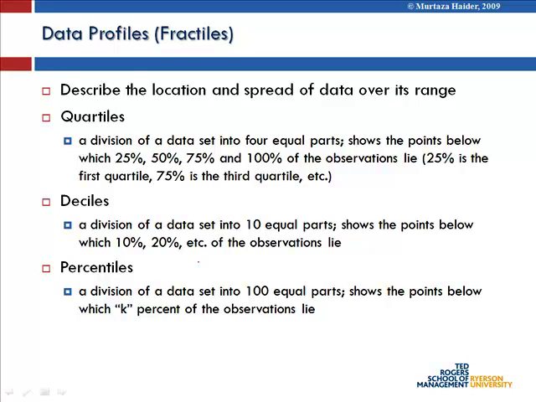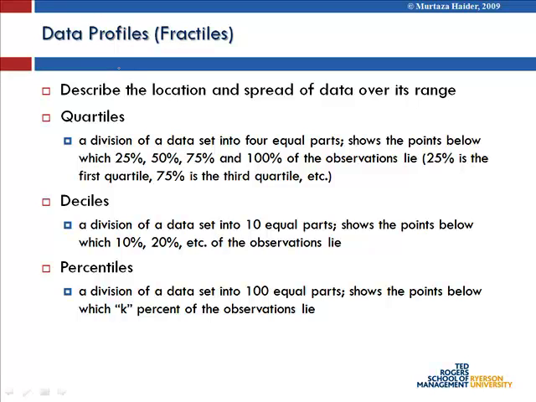The discussion about fractiles is in order. It is a characteristic that describes the location and spread of data over its range. Within fractiles, the most commonly known are quartiles, where you take the data set and divide it into 4 quarters: the lowest 25% of observations, then 25 to 50%, 50 to 75%, and then 75 to 100%. These are called quartiles. The 50% observation is in fact the median, and these quartiles allow you to see how dispersed the data is and where it lies.